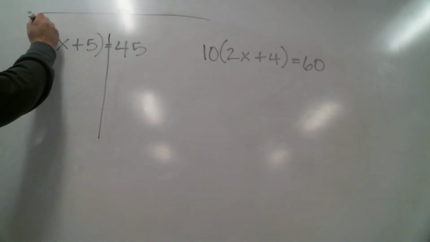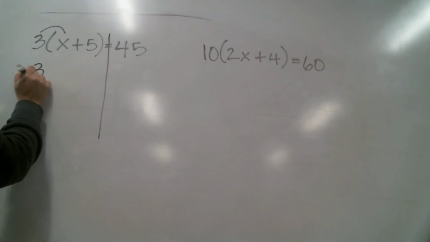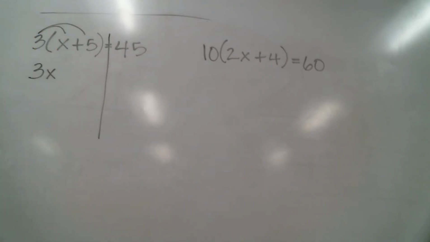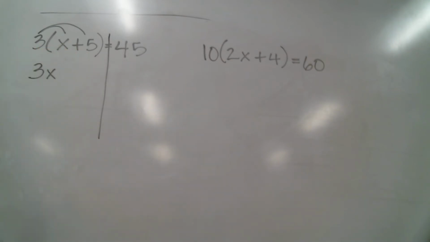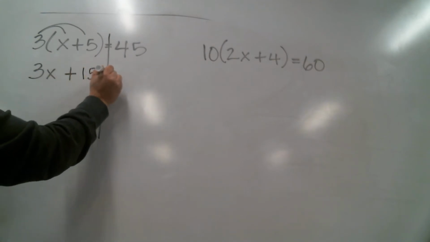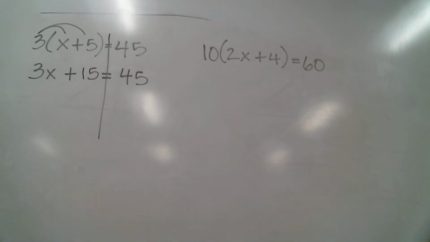What I usually ask kids to do is just draw a little line to help you remember what you've multiplied. So 3 times x is just 3x. And then 3 times positive 5. Pay attention to the signs because they're not always positive. But 3 times positive 5 is positive 15. So that tells me how I'm going to write this: 3x plus 15. And then I'm just going to rewrite the rest, equals 45.